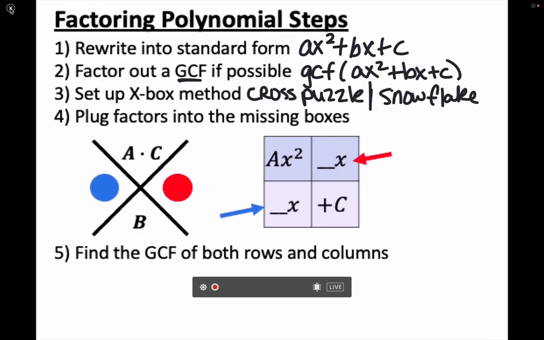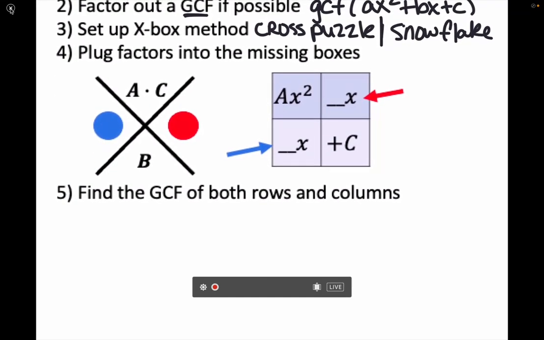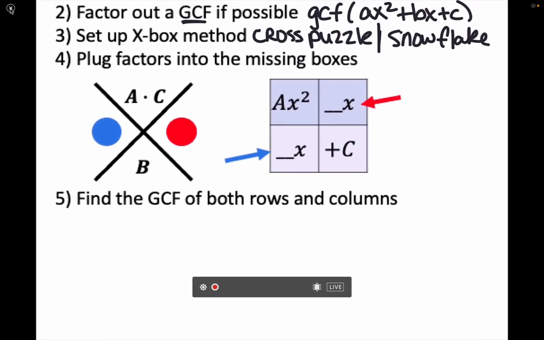Plug in our factors. Like we looked at a minute ago, AX squared goes in this top left box and C will go in the bottom right. We have to figure out what goes here, and that's going to equal our B term. So these are going to equal whatever BX is. To do that, we will take our A times our C, whatever those numbers are, and our B, and we're going to have to figure out some of that. We're going to have to make sure that we have some GCFs there.